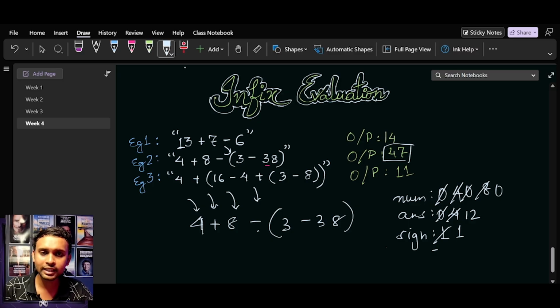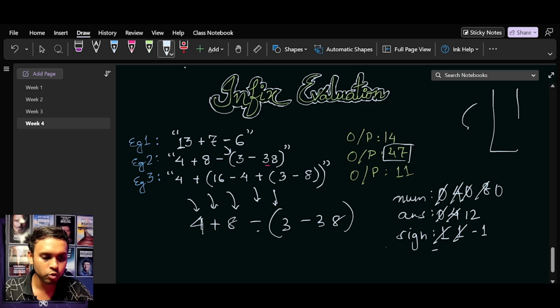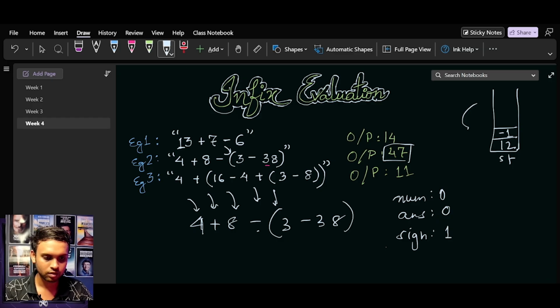Now I am at a negative sign, so I should manipulate my sign to minus 1. Then I move ahead, and now I see an opening bracket, right? This is the new case. As soon as we see an opening bracket, I will push two things in my stack. First I will push my answer, which is 12, then I will push the sign, which is minus 1. I have pushed this in my stack. Then I will reset all these things.